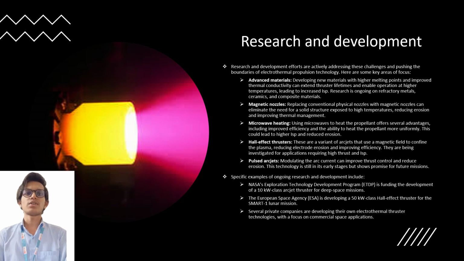Instead of relying on traditional physical nozzles exposed to high temperatures, researchers are exploring the possibility of using magnetic fields to shape the direction of the flow of plasma. This could potentially reduce erosion and improve thermal management, marking a significant leap forward in thruster design.